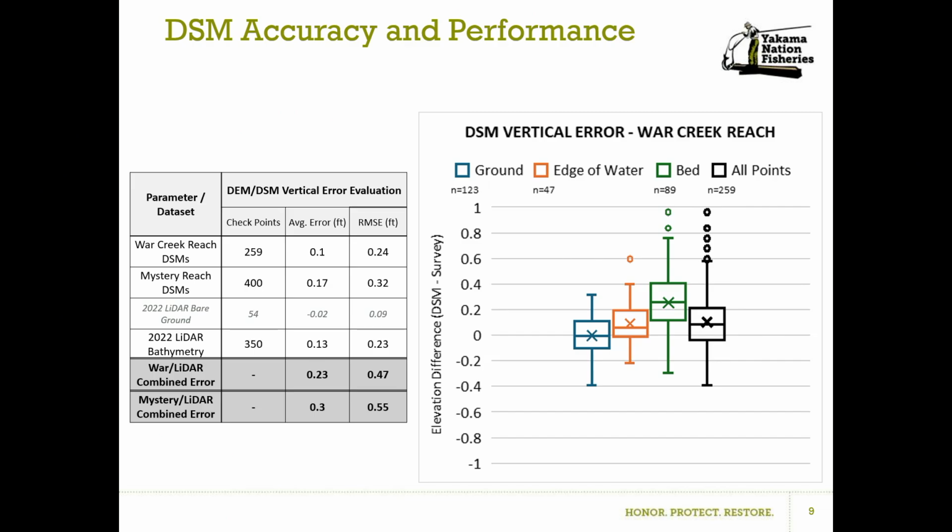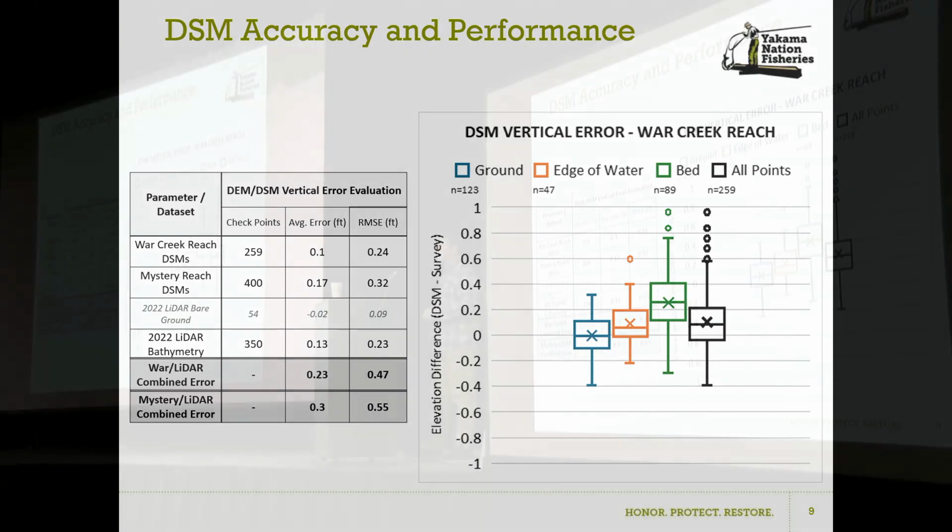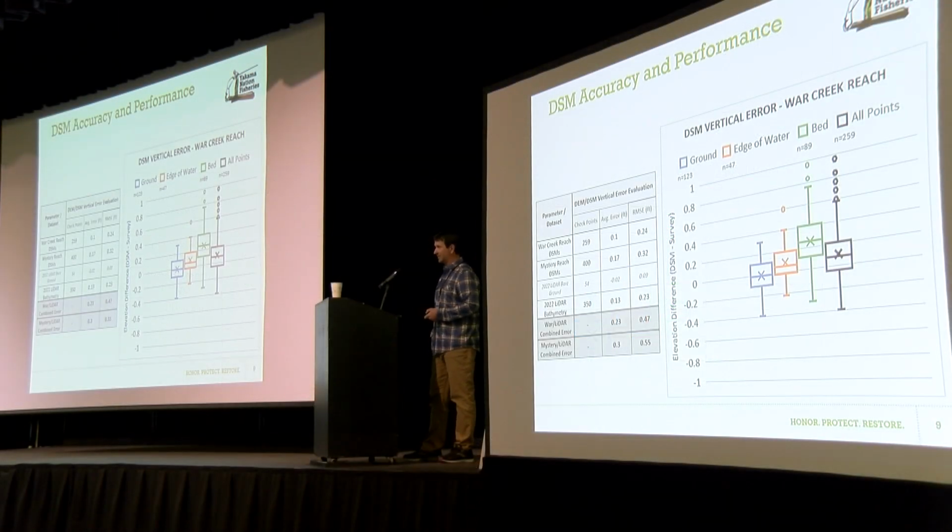Edge of water, where you could have had overlapping with the water's edge, it was a little bit worse. And then the bed elevation below the water surface, there was quite a bit more error associated with that. We ended up collecting over 700 points throughout these 3 miles of the reach of interest, just to be able to run these statistics to make sure that we had a good understanding of where we were at. And for reference, in that 2022 LiDAR bathymetry, we see similar error associated with it.